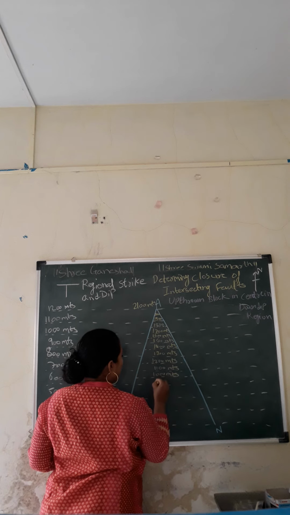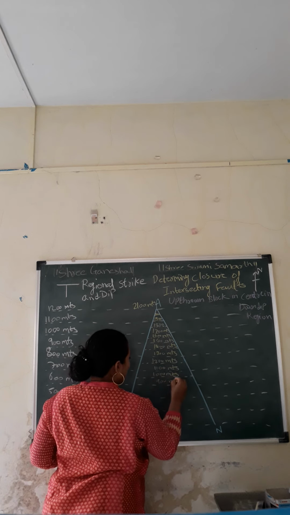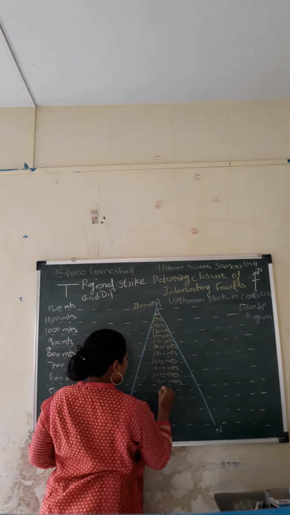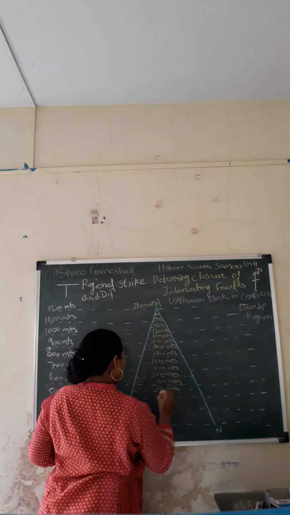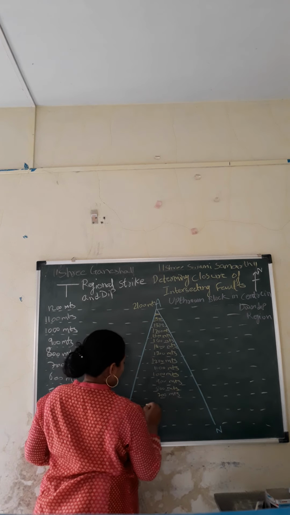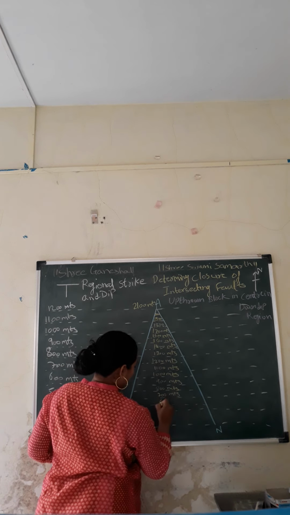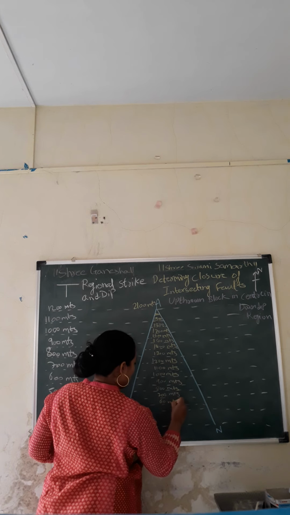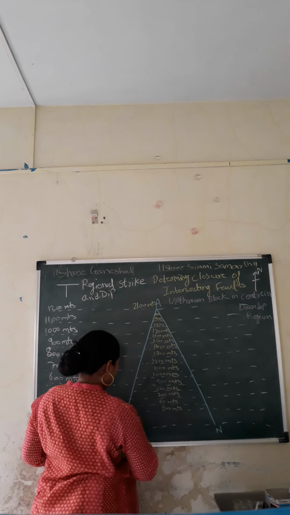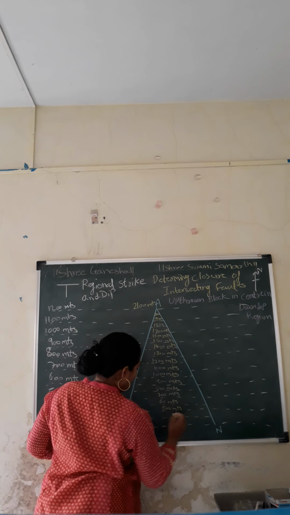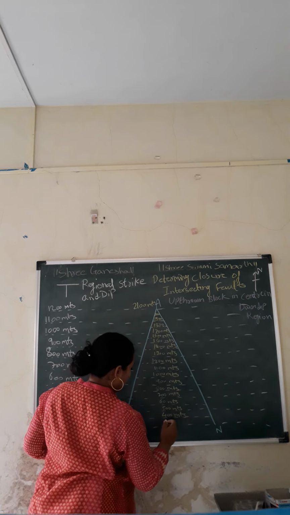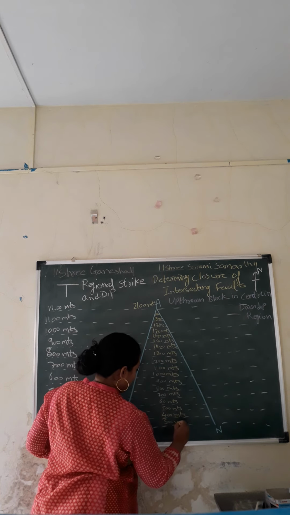1000 meters. Then you have 900 meters contour. Below that you will have 800 meters contour. You will have 700 meters contour below that. Then you will have 600 meters contour. This is your 500 meters contour. Then next you will have 400 meters contour, and you will have 300 meters contour.